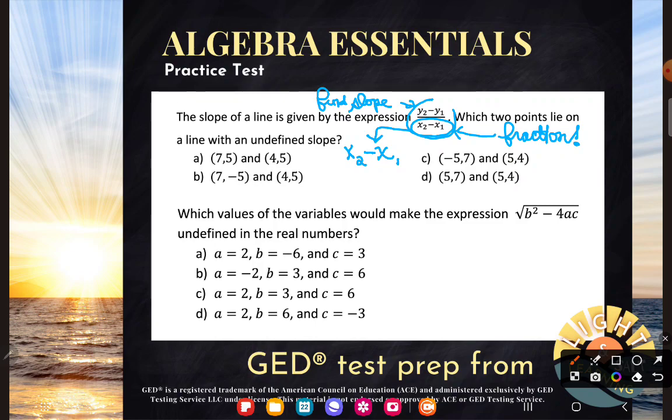All right. So let's see. Let's look at our x's. Now, in order to do this problem, though, you need to know that these points are written x, comma, y. So the first number is the x. Like in this point, 7. In this point, 4. So if I were to plug the x's in here, the second x would be 4 minus the first x would be 7. That would not give me 0, and that gives me -3. And so that first one, A, is not going to give me an undefined slope.